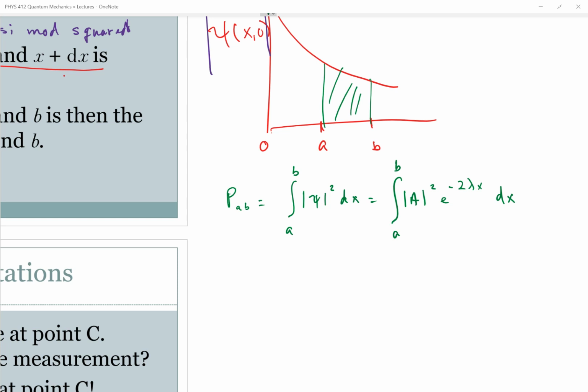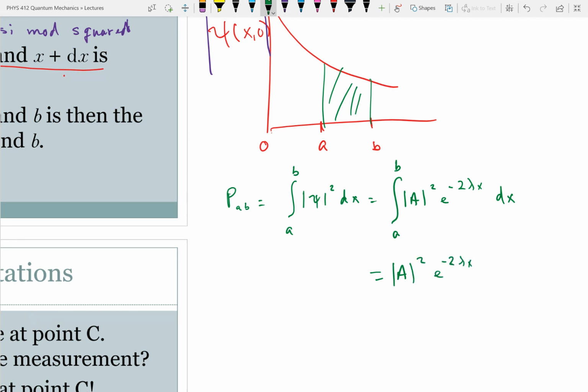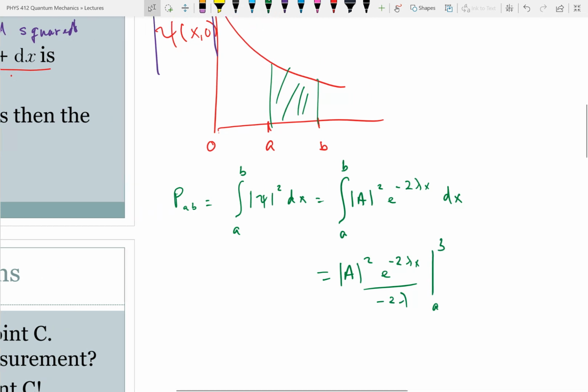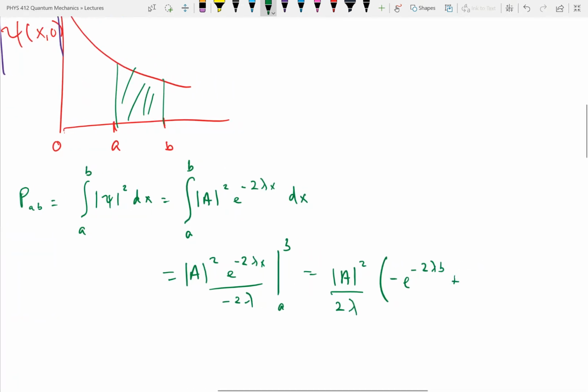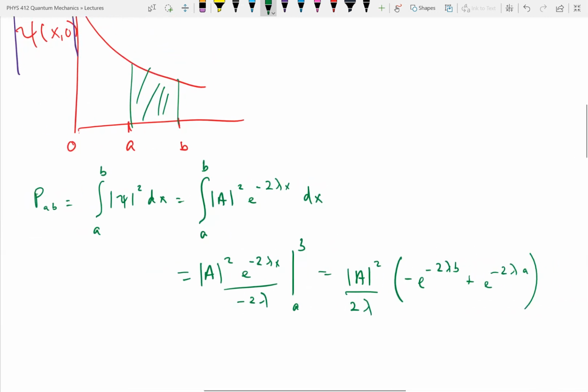So taking the integral of an exponential, you just divide by the derivative of the exponent and keep everything else the same. And there we have the probability of it being in that range.